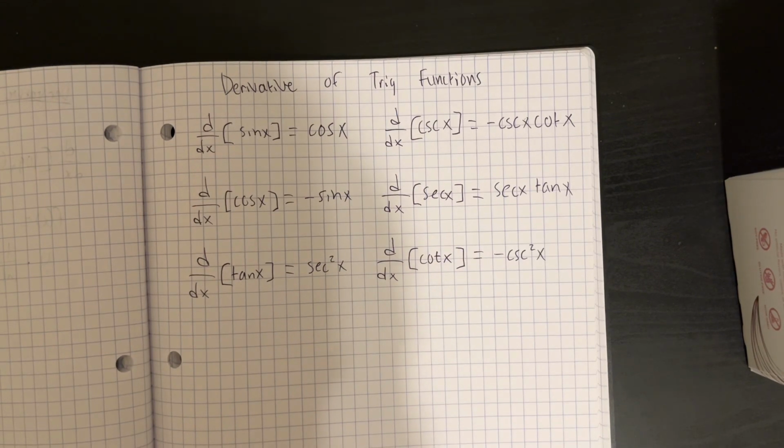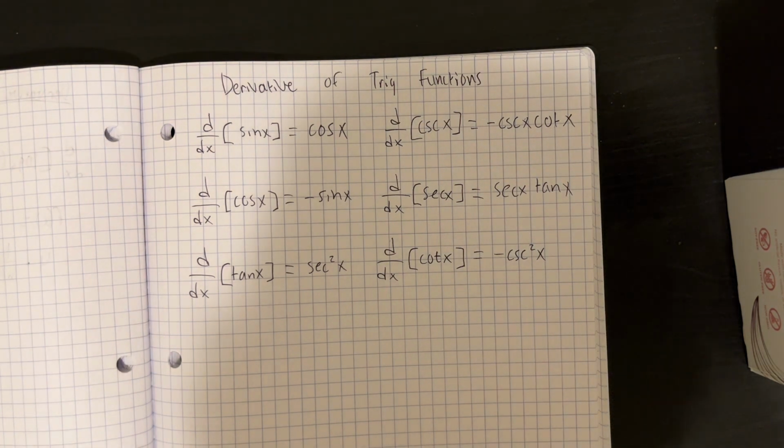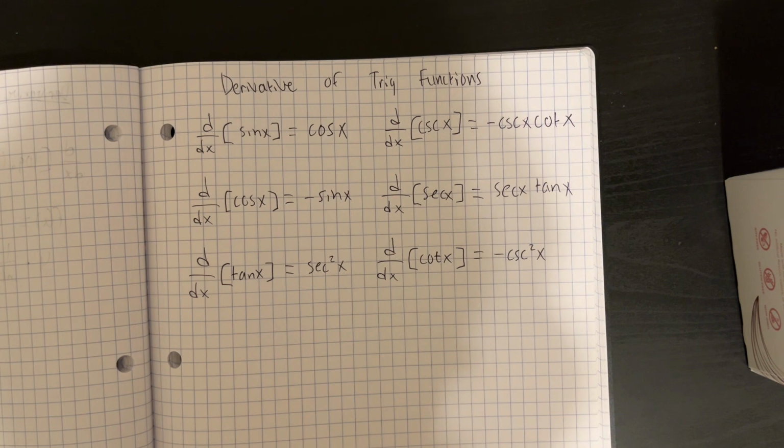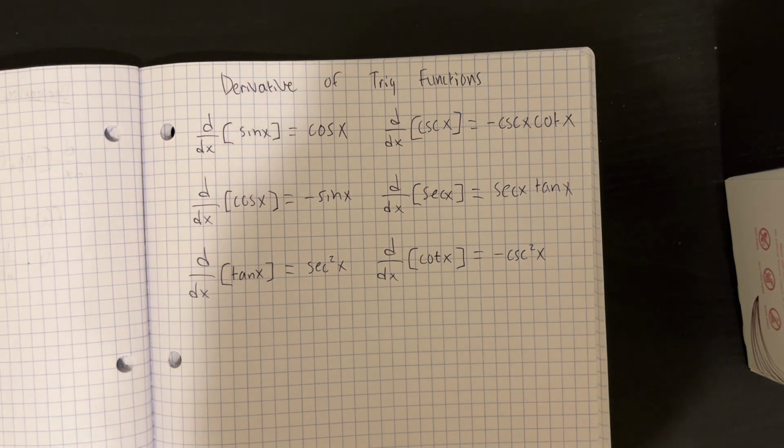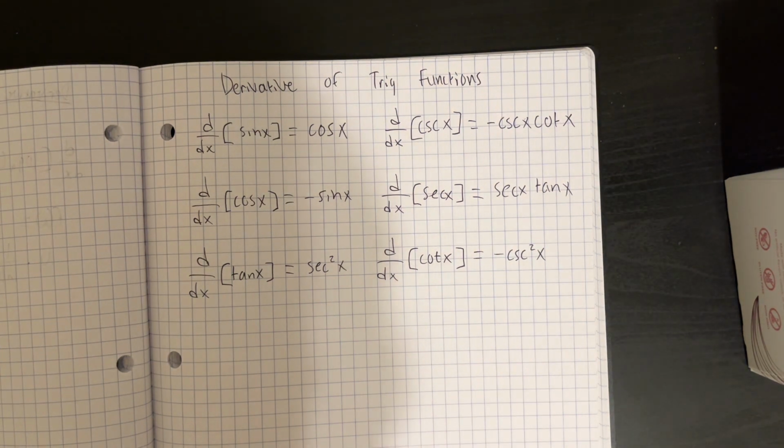And lastly, let's look at the derivatives of trig functions. The derivative of sine of x is equal to cosine x. The derivative of cosine x is equal to negative sine x. The derivative of tan x is equal to secant squared x. The derivative of cosecant x is equal to negative cosecant x cotangent x. The derivative of secant x is equal to secant x times tan x. And the derivative of cotangent x is equal to negative cosecant squared x.